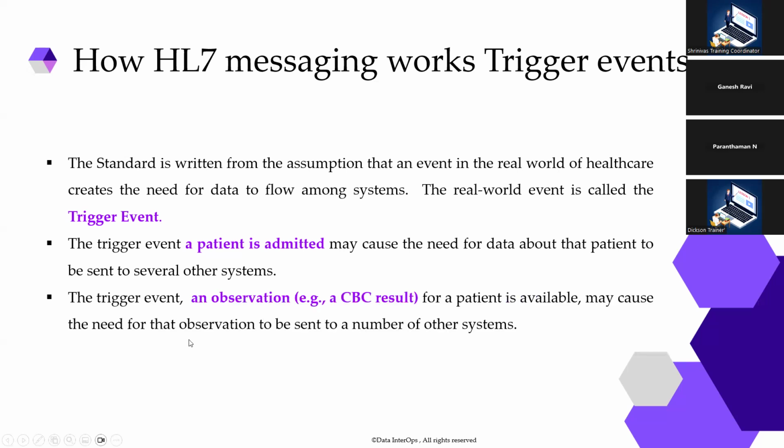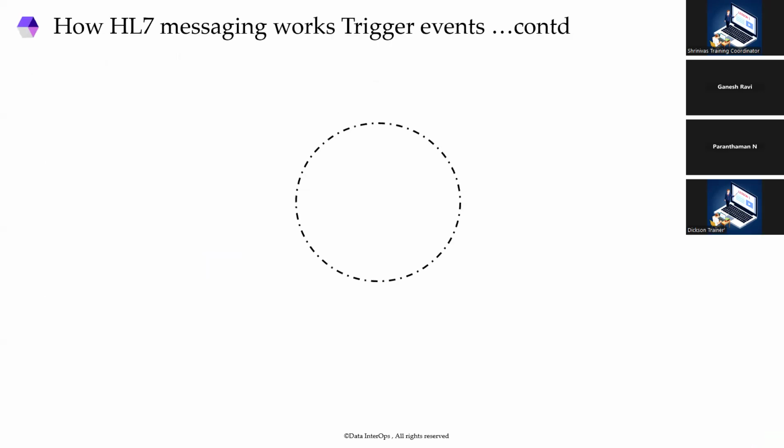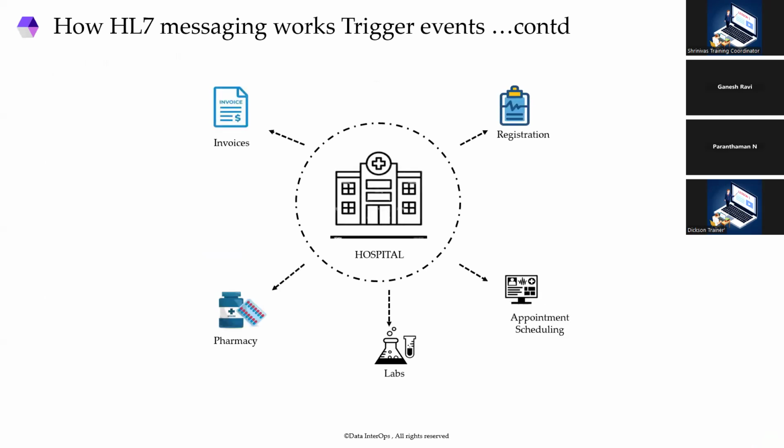Okay, and then we have an observation or an order that is being placed. That order information should flow from EHR to the lab, so that is a trigger event again. If we categorize the hospital workflow into various categories, we'll have five different categories. You have registration, you have appointment scheduling, then you have labs that are being created, then there are pharmacy requests, prescriptions that are being sent out, and then finally you have invoices, which you can call claims, which will be sent to the insurance companies to have their amount remitted.